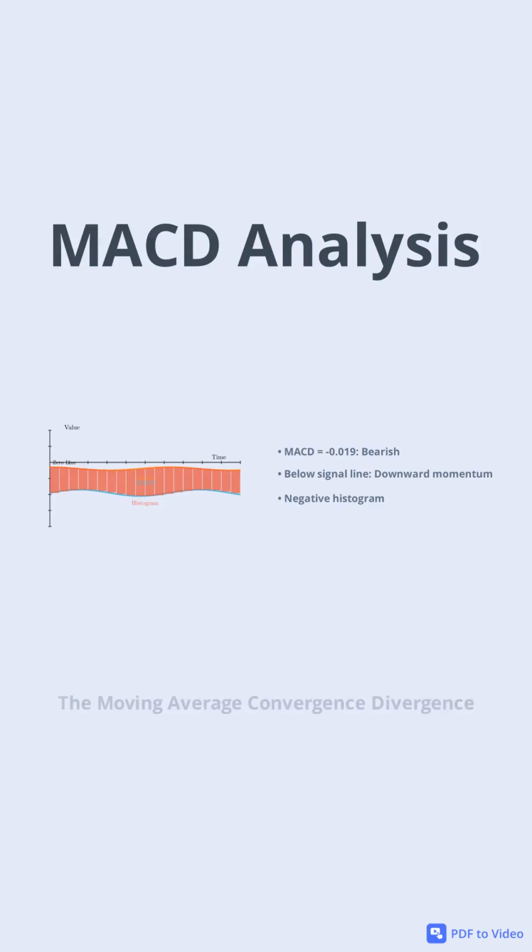The Moving Average Convergence Divergence, or MACD, is another key momentum indicator. For PLUG, the MACD is negative and is below its signal line. This generates a bearish signal, and the histogram is also negative. These factors together suggest that downward momentum is still present in the stock.